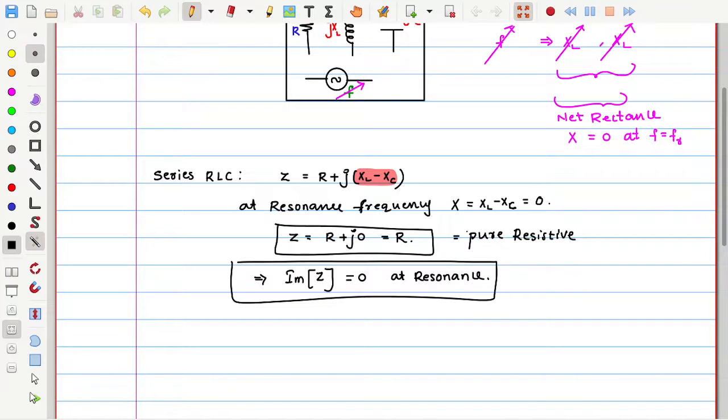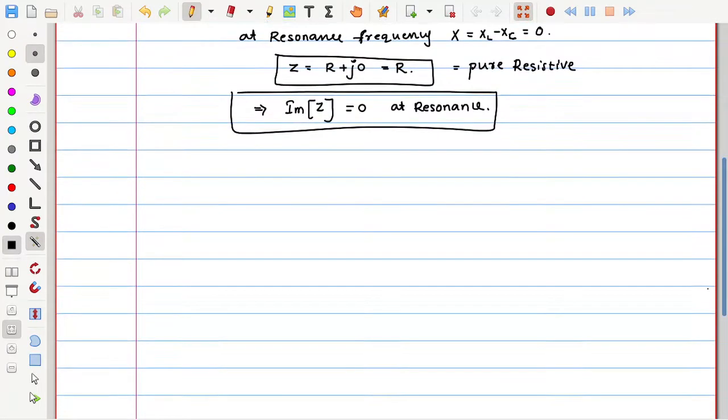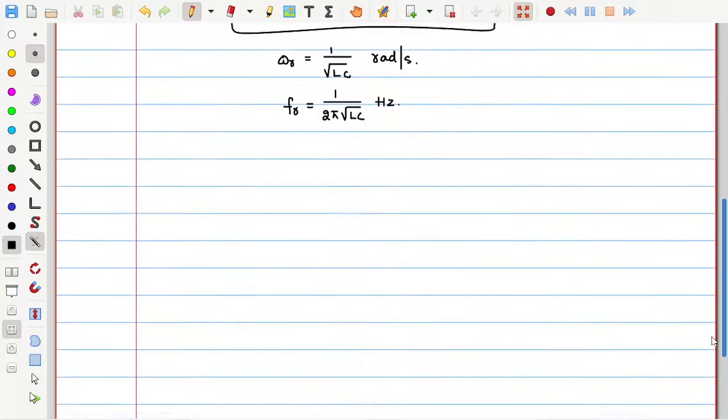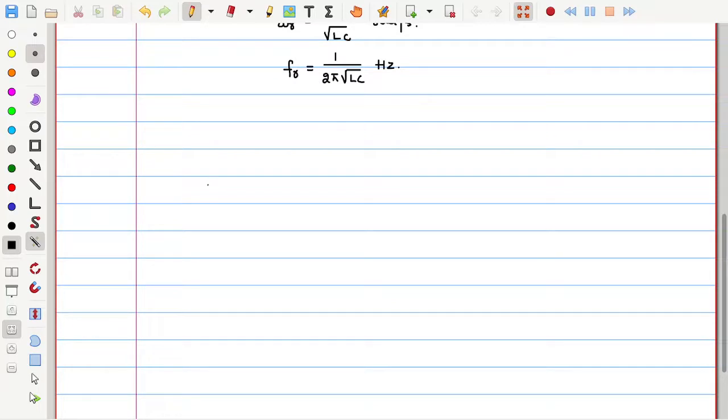Okay. So with this basic idea of resonance, we have seen some generalized results: the resonance frequency omega r is equal to 1 by square root LC, in radians per second. If you need the frequency in hertz, you can write 1 by 2 pi square root LC. Now let us see two more important terms which we come across in this concept. One is quality factor.